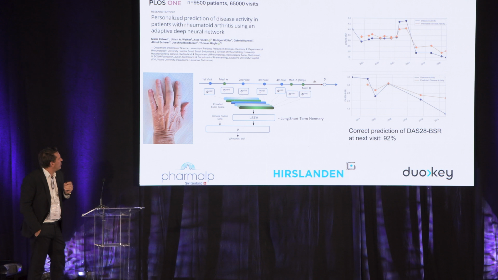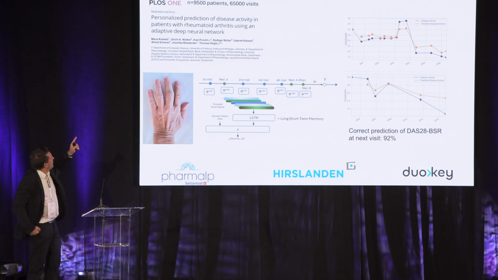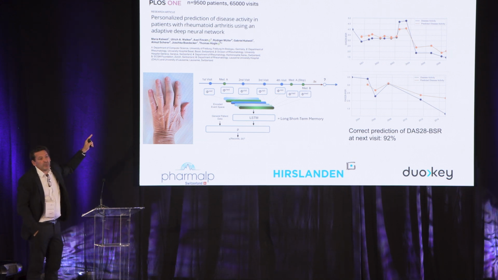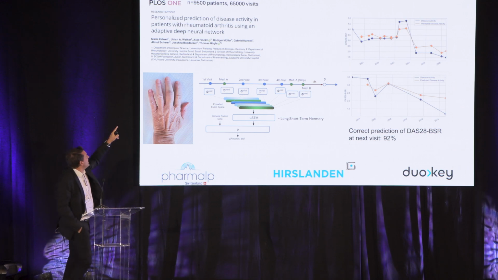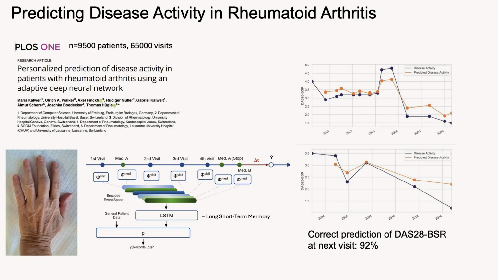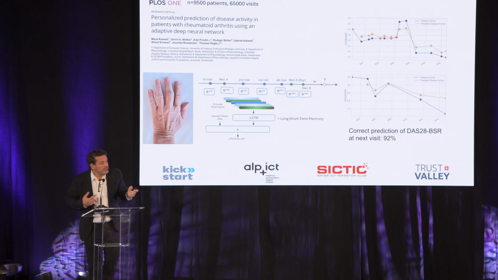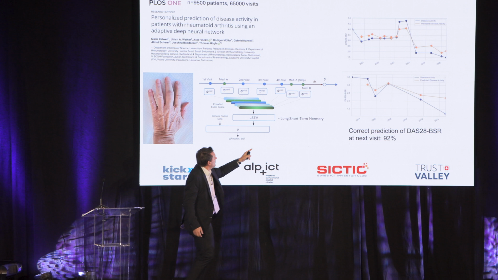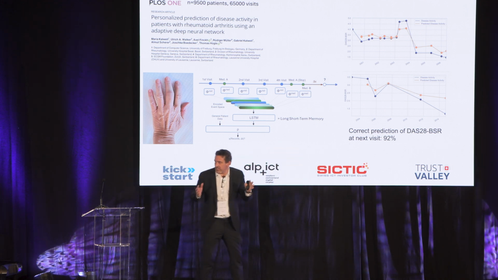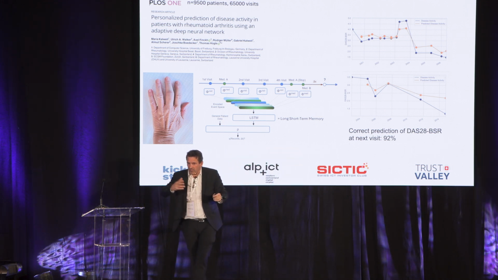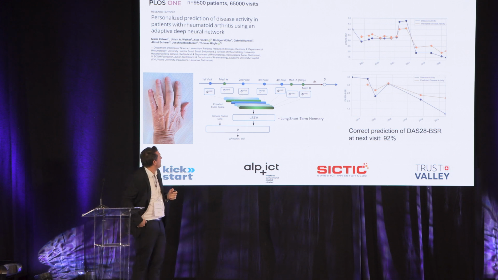This is an algorithm that we also trained on 9,500 patients with rheumatoid arthritis, 65,000 visits. We trained our own model for longitudinal prediction, an LSTM, long short-term memory, the little brother of the transformer. Transformers got famous with GPT. And we could predict the real cases in 92% at the next visit. So we can really look into the future.